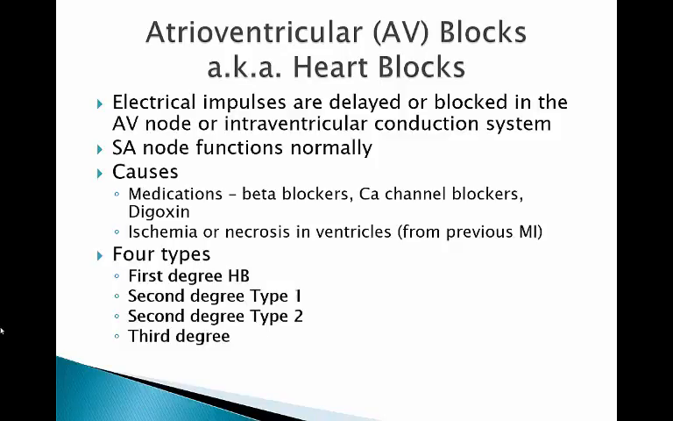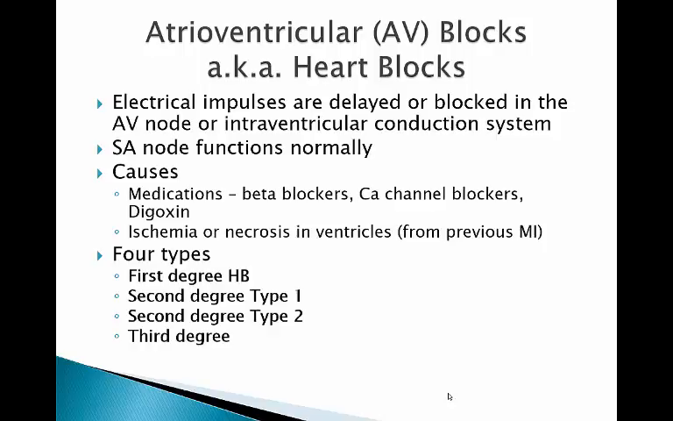And then there are 4 types of heart blocks that I want to go over really quickly before the end of this podcast. So we have atrioventricular or AV blocks, and they're also known as heart blocks. Okay? So in heart blocks, the electrical impulses are delayed or blocked in the AV node, okay, or somewhere down the conduction system. The SA node functions normally, but for some reason they're blocked through the AV node.